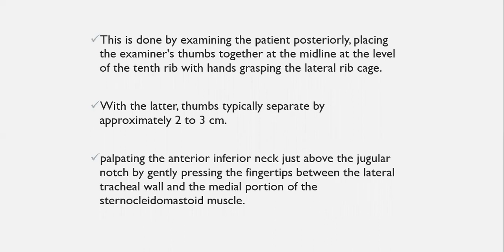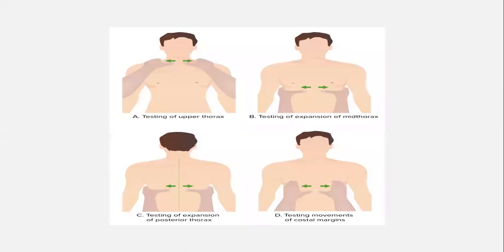Now, continuing the palpation process, this is done by examining the patient posteriorly. You have to check the posterior portion of the patient too, with the examiner's thumbs together at the midline. Here in the photo you can see the examination of the patient posteriorly, placing the examiner's thumbs together in the midline at the level of the 10th rib and the hands grasping the lateral rib quadrant. In image C you can see that. And then the lateral thumbs typically separate approximately 2 to 3 centimeters. In diagram D you can see that.